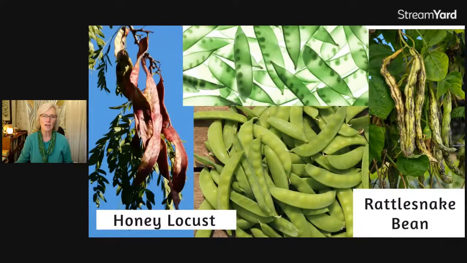And here are some other pea pods. The honey locust has these long, twisting pods that are like, I don't know, 10 inches long. I mean, they're big. We've got our classic beans. You can see the beans bulging out in the rattlesnake bean pod there. And then, of course, the peas in the center.